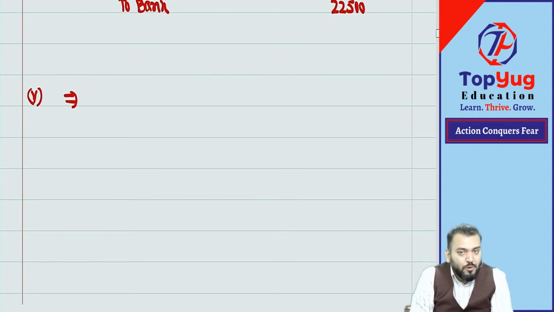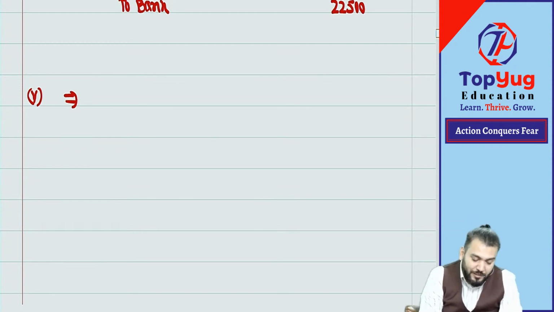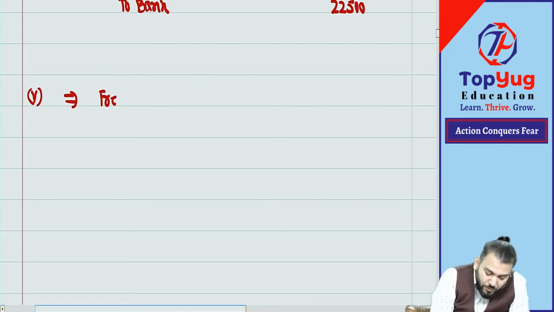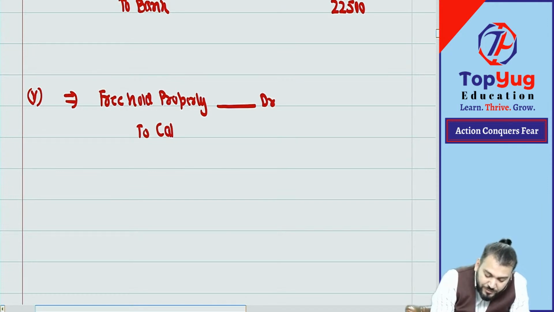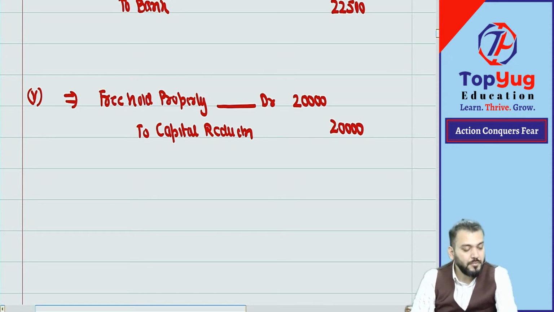First, freehold property will increase from 1 lakh to 1 lakh 20,000. What journal entry? Freehold property account debit to what? Capital reduction. Gain, no? By how much? 20,000. Got it?